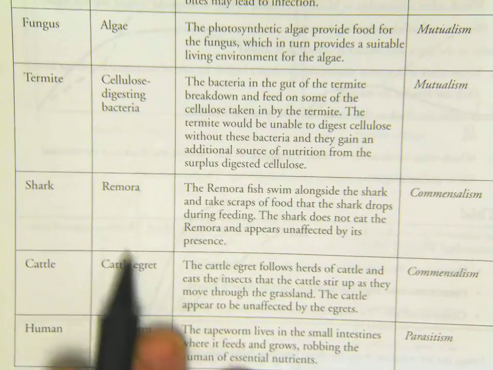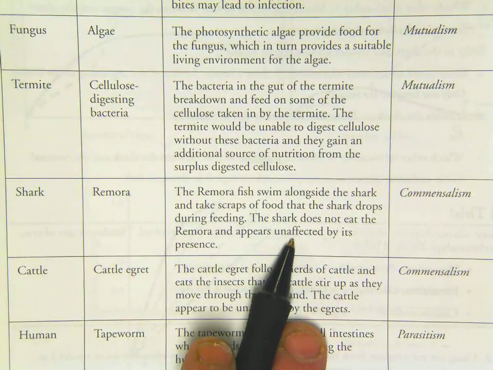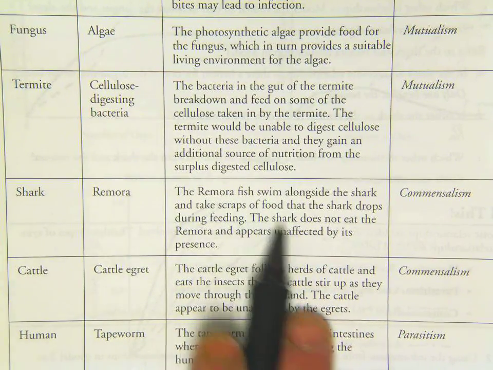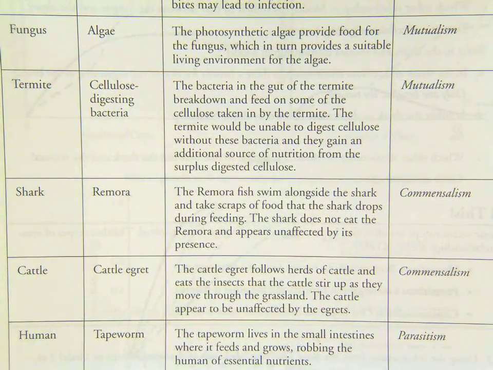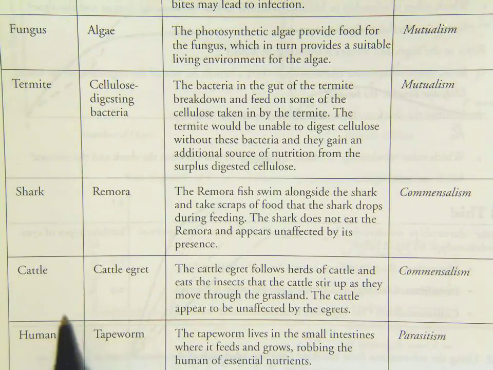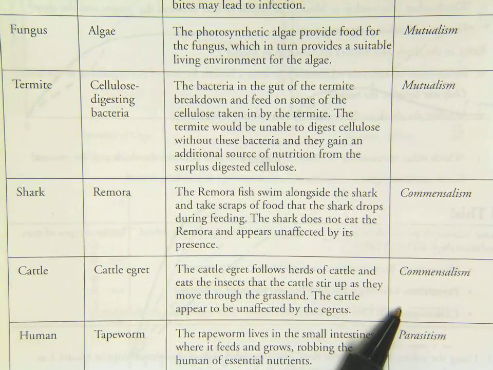A shark and a remora would be an example of what we call commensalism, where the remora fish swim alongside the shark and take scraps of food. You can see the shark does not eat the remora and appears unaffected by its presence. And a couple of others here, the cattle and the cattle egret. The egret follows herds of cattle. This would be commensalism.